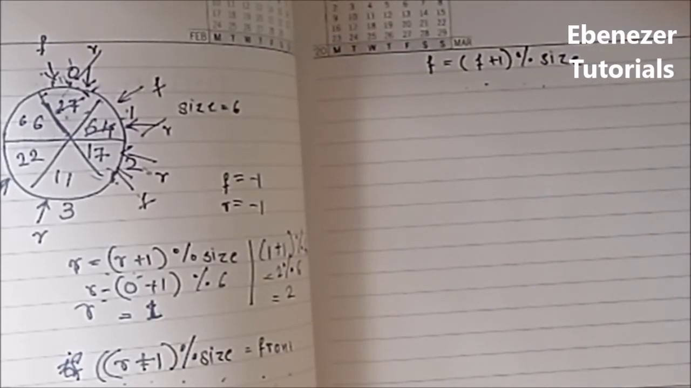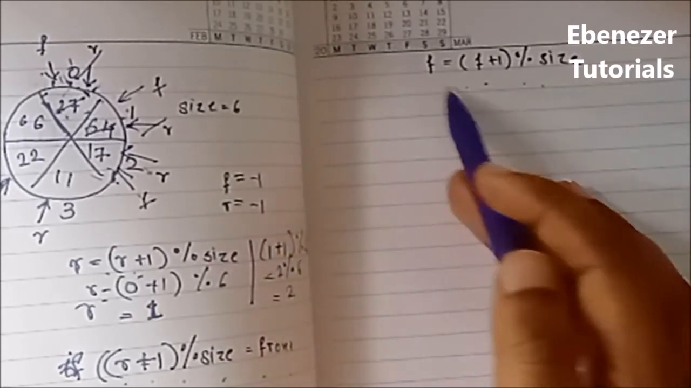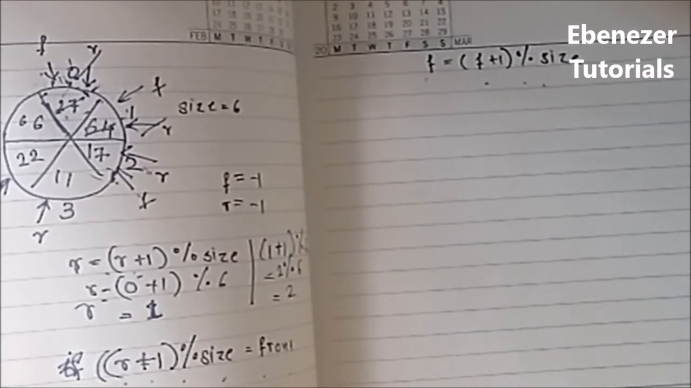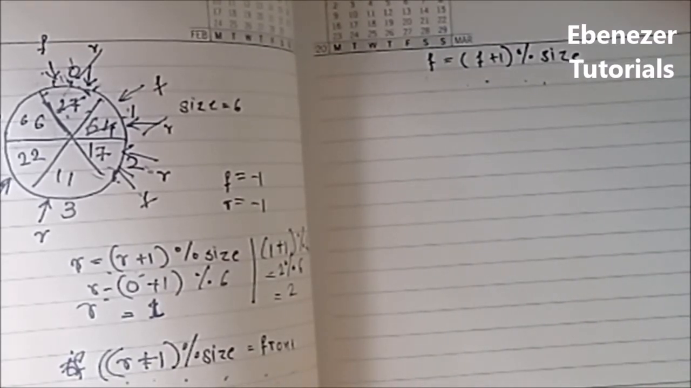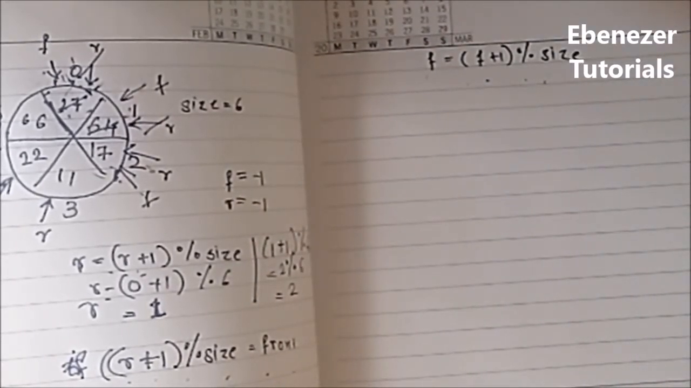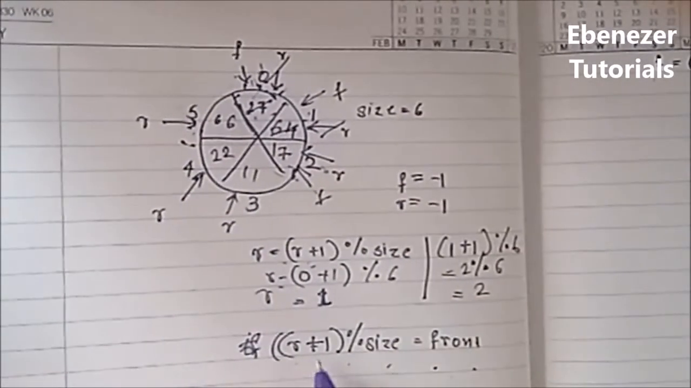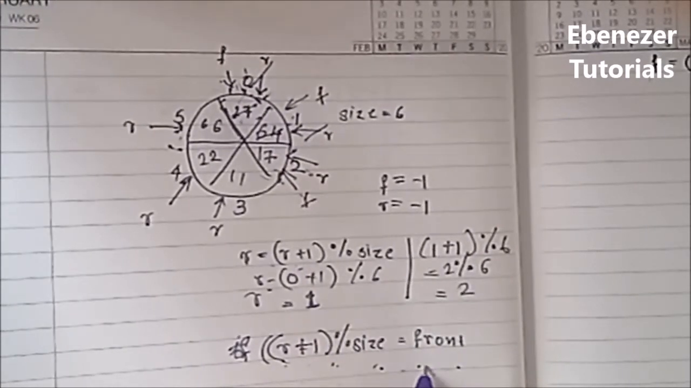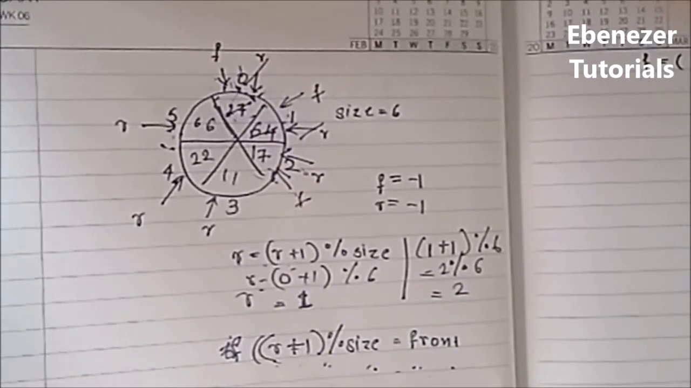And if it is not the only element present in the queue, we would be dequeuing an element with this formula: front is equal to (front plus 1) mod size. So this is how we perform the enqueue operation and the dequeue operation. Now for checking if the queue is full, we already saw the condition that we write. If (rear plus 1) mod size is equal to front, this indicates that the queue is full.